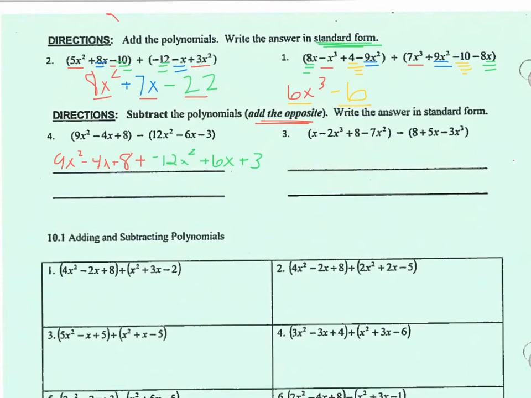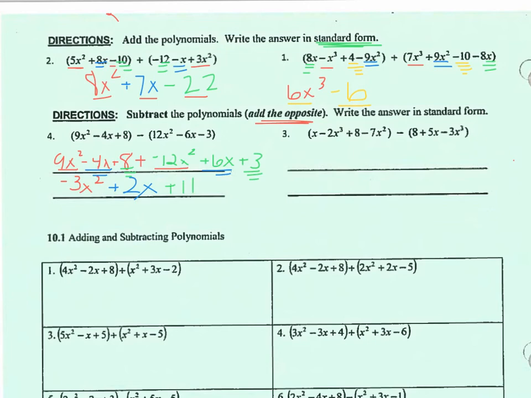So now I combine my like terms. Positive 9x squared, negative 12x squared is negative 3x squared. Negative 4x and positive 6x is positive 2x. And positive 8 and positive 3 make positive 11.